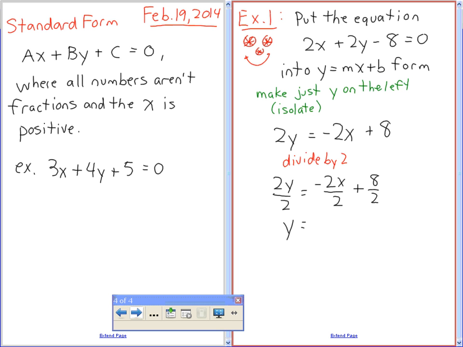Quinn, you've been tremendously quiet today. What is negative 2x divided by 2 equal to? X. Close. Negative x, because the minus still sticks there, right? So negative x. And Cassie, you've been 100% quiet today. What is 8 divided by 2 going to be? 4.